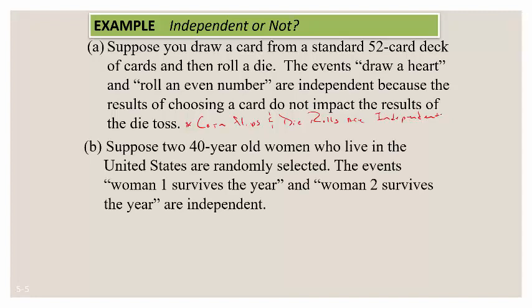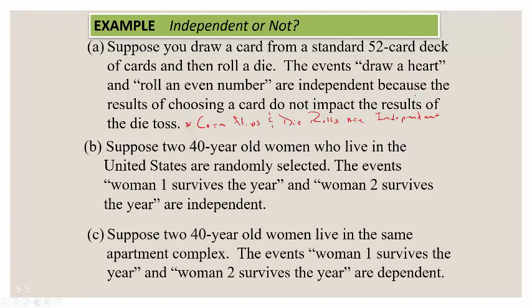Okay, so suppose two 40-year-old women who live in the United States are randomly selected from all the women in the United States. The events woman 1 survives the year and woman 2 survives the year are independent, right? Because if you select a woman in Connecticut and then you select another woman in Colorado, let's say, whether they survive the year has no impact on each other. But here, suppose two 40-year-old women live in the same apartment complex. Here, because you're selecting from a small population, just an apartment complex, the events woman 1 survives the year and woman 2 survives the year are dependent.